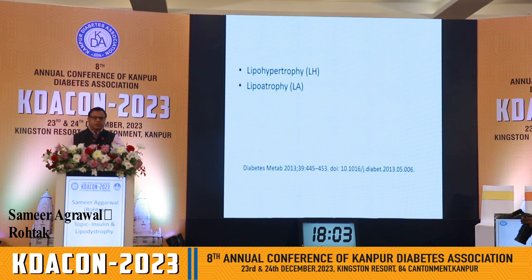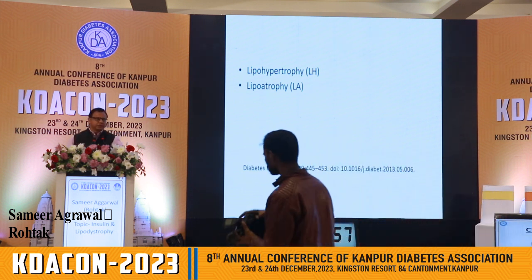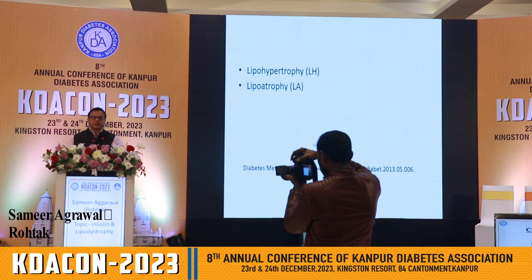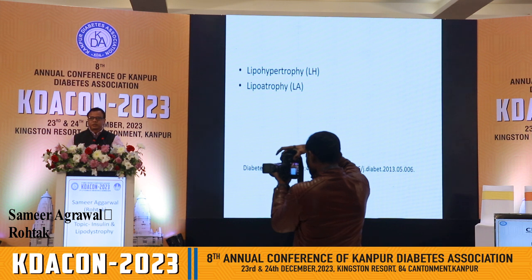So these are the two common ones, I think, lipohypertrophy and lipoatrophy. But lipoatrophy we rarely see these days because of the availability of human insulins. I think it was more common with bovine and porcine insulins. But lipohypertrophy is the commonest lipodystrophy we see. Any other lipodystrophy? Is anything left, or are these the two lipodystrophies?